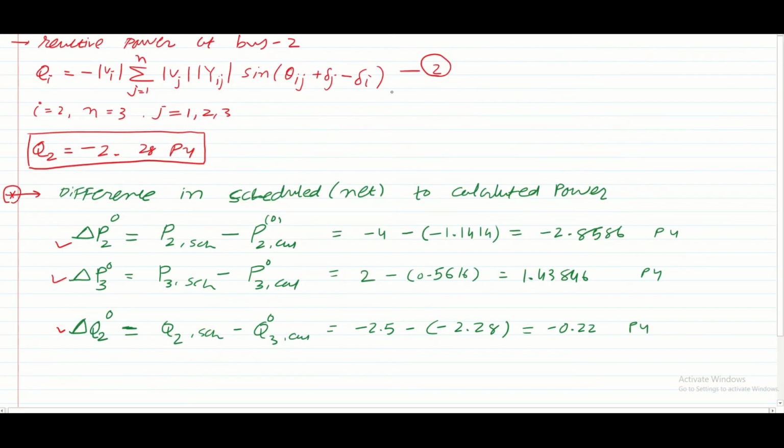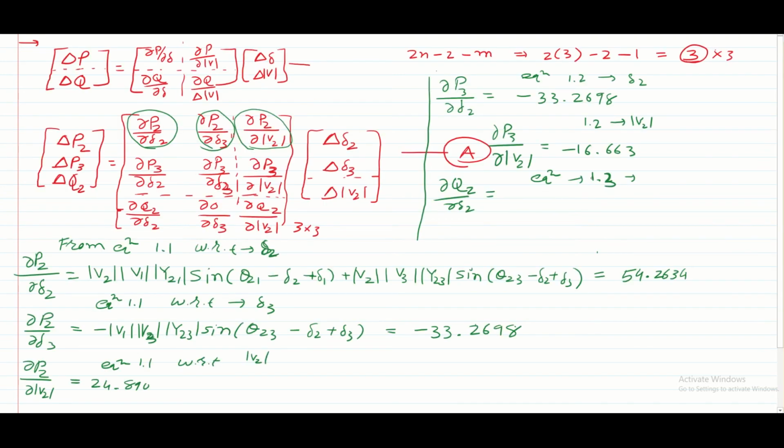It is over here, yes. It is equation number 1.3 or 2.1 you can say. Yes, it is 2.1. So, from equation number 2.1, differentiate with respect to delta 2, will get the final answer as minus 27.173.